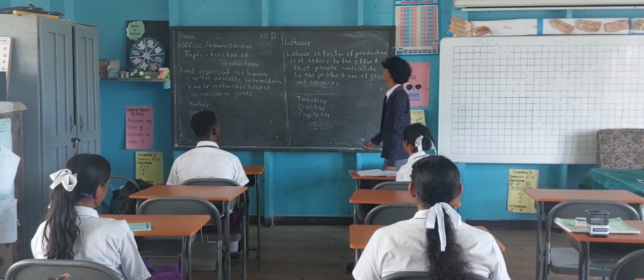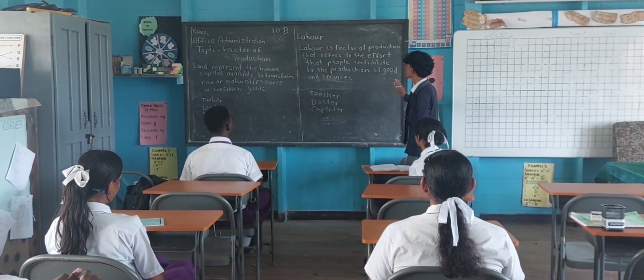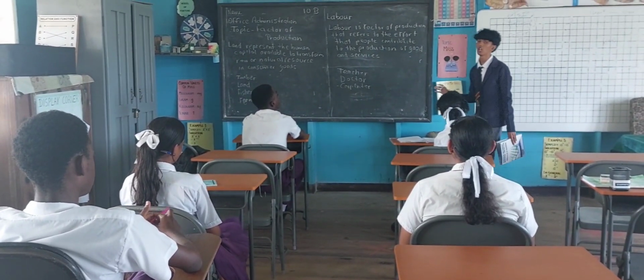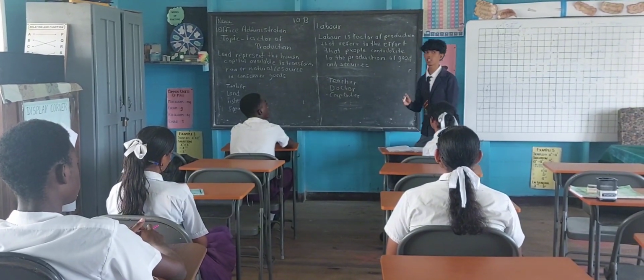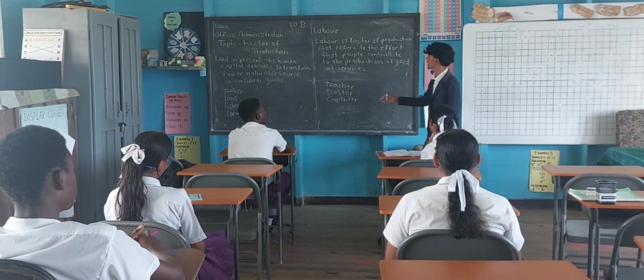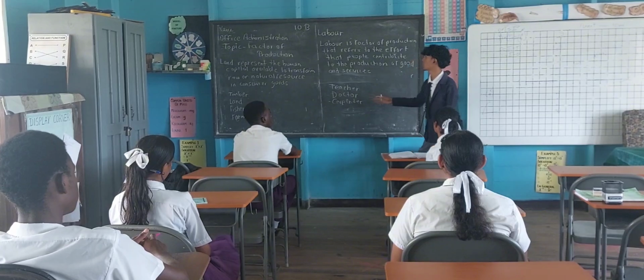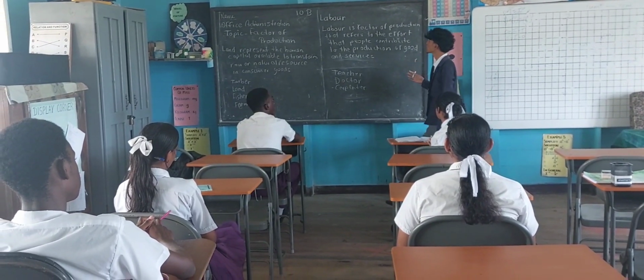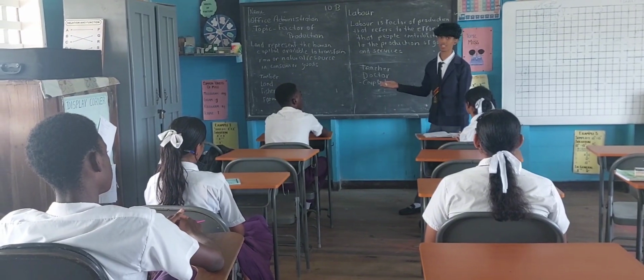The second factor of production is labor. Labor is the factor of production that refers to the effort that a person contributes to the production of goods and services. When we talk about labor, we talk about the skills of people. For example, we have teacher, doctor, and carpenter. When we look at labor, we look at someone's skills that they contribute in producing goods and services.